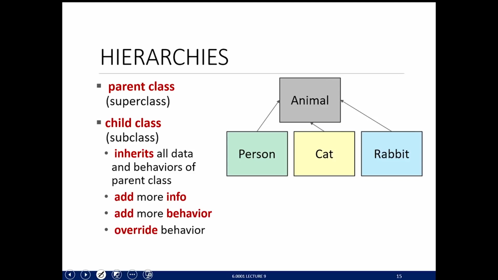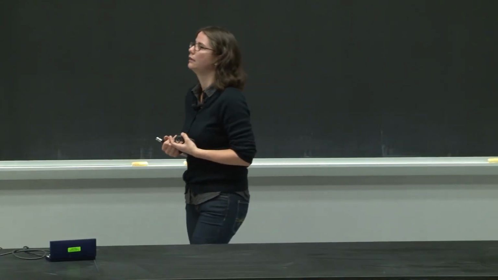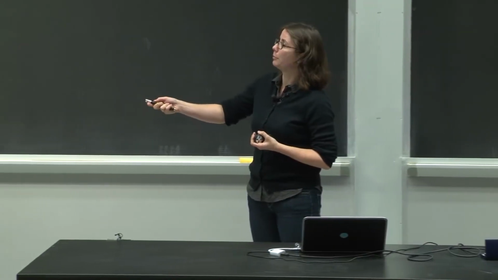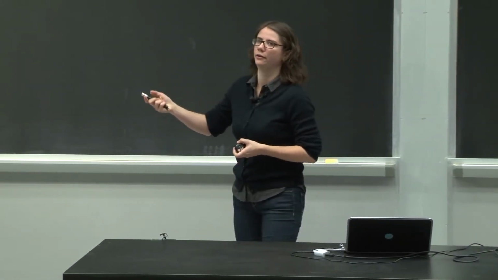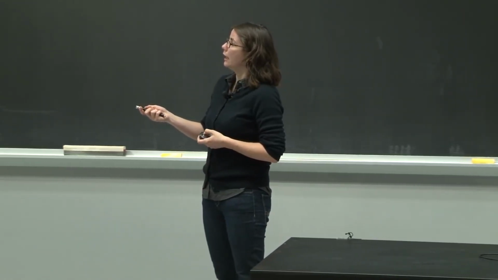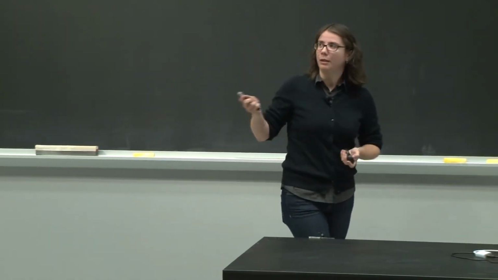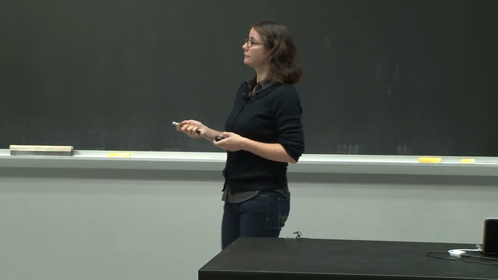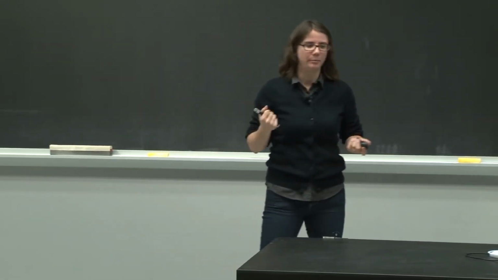So child classes inherit all of the data attributes and all of the methods or behaviors that their parents' classes have. Okay? But child classes can add more information. Like, for example, a person can have a list of friends, whereas a general animal will not. It can add more behavior, like maybe a cat can climb trees, whereas people and rabbits cannot. Or you can also override behavior.